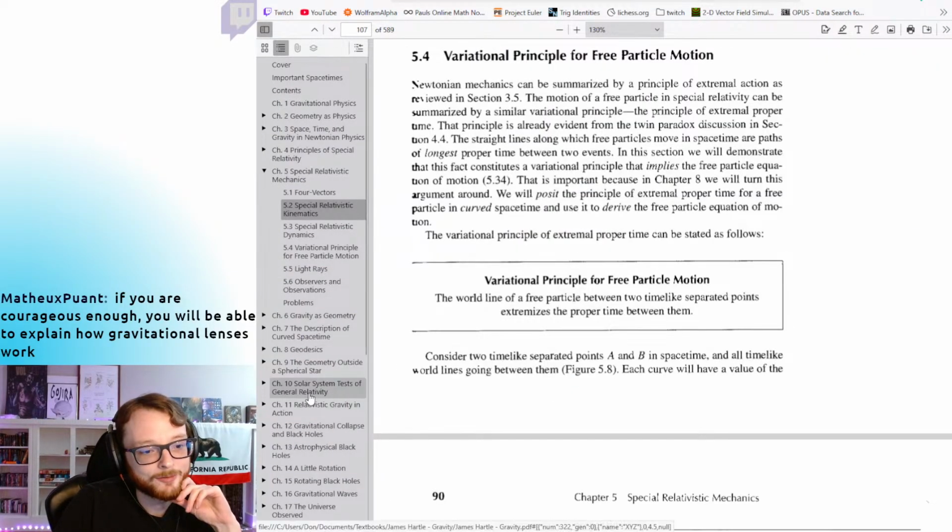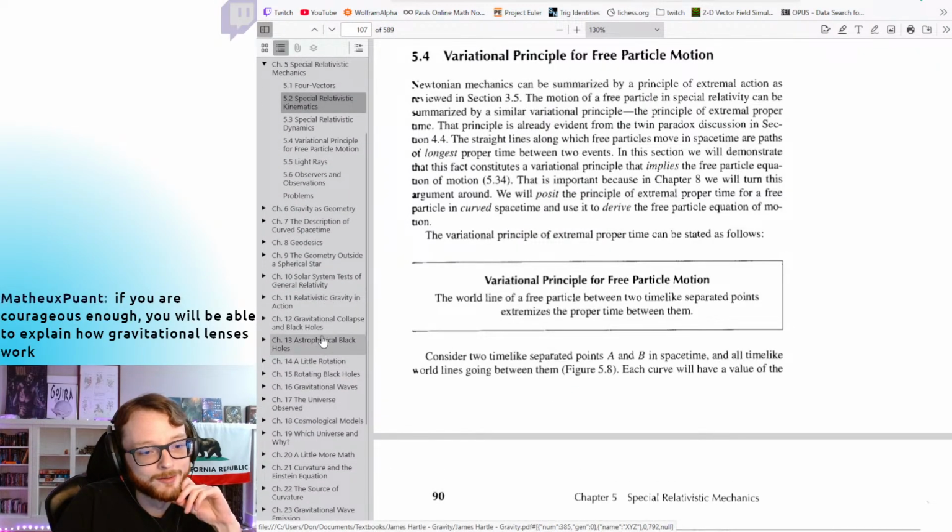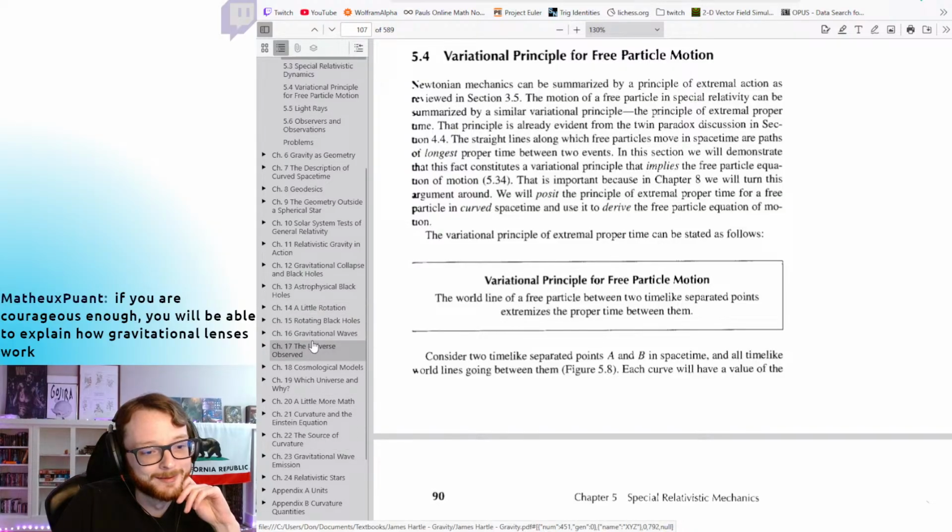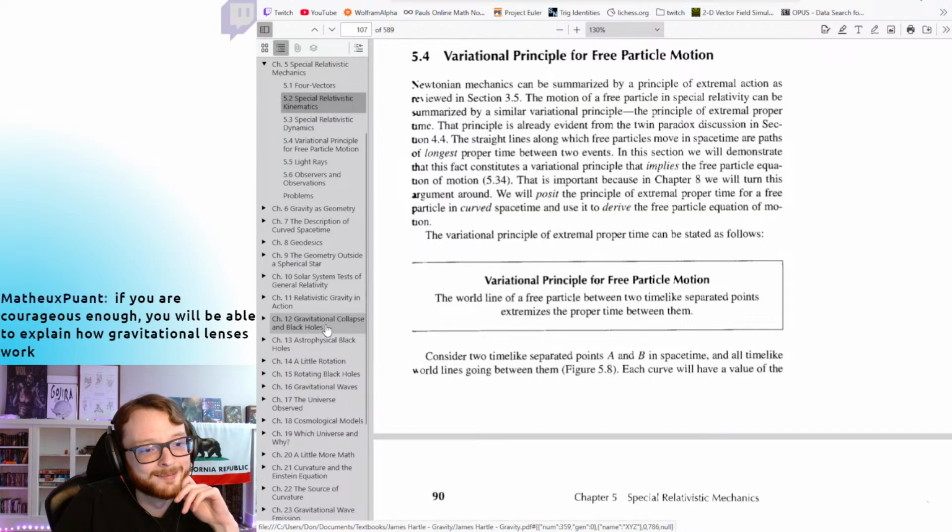Gravitational lenses. I assume this book is into that somewhere, if you get far enough in. Maybe in solar system tests of general relativity or something.